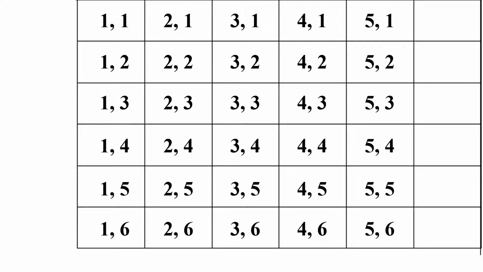Alright, so I'm going to continue filling out my table. My next column is going to be my 3s. So 3 and 1, 3 and 2, all the way to 3 and 6. Then my next column is my 4s, my 5s, and my 6s. So take a minute and finish filling out your table.